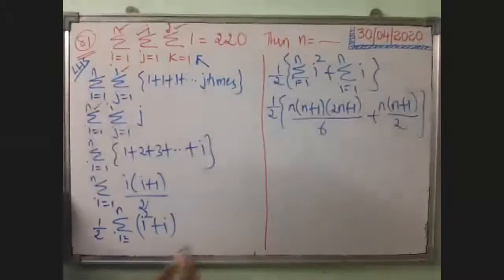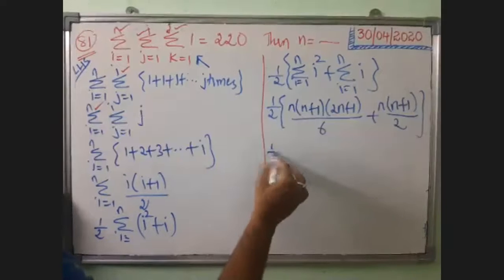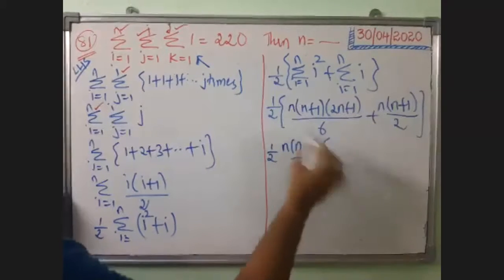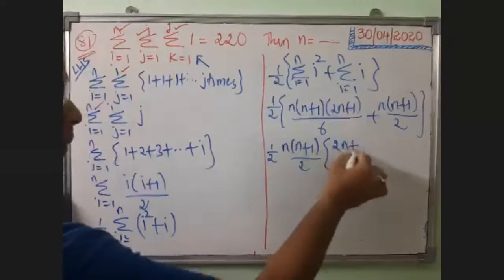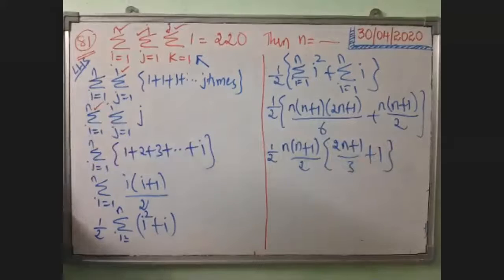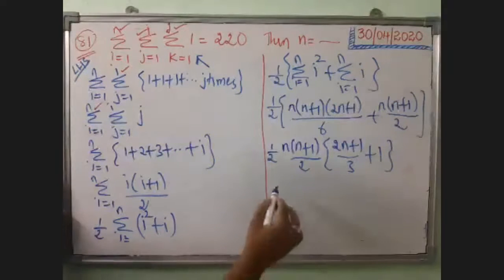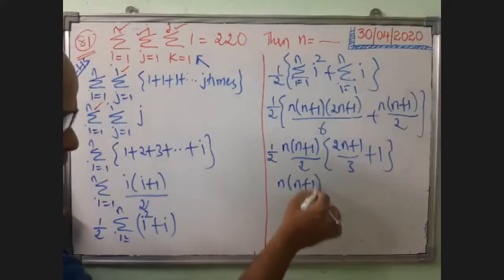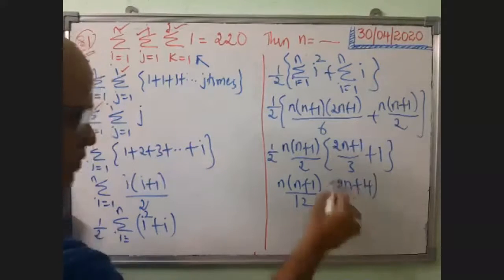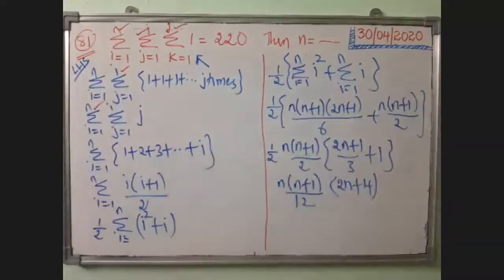Now if you observe this here, you can take 1 by 2 into n plus 1 by 2 common. If I take common, I am getting 2n plus 1 by 3 plus 1. So this will become n into n plus 1 by 12. 4 3s are 12. This is 2n plus 1 plus 3, which is 4. So this is the value of the LHS, all the sigmas. According to the question, this value is equal to how much? 220, but it can be further simplified.